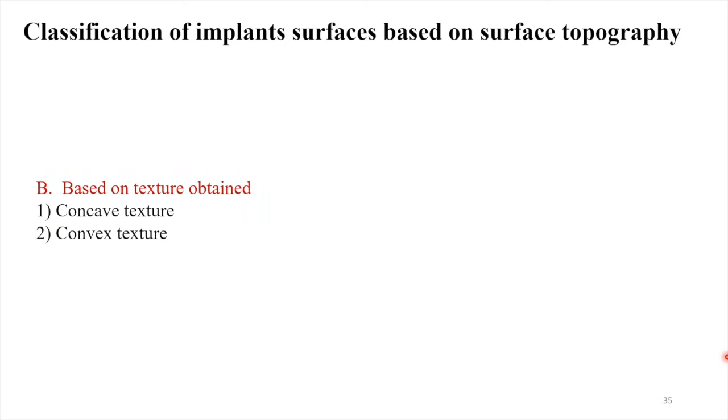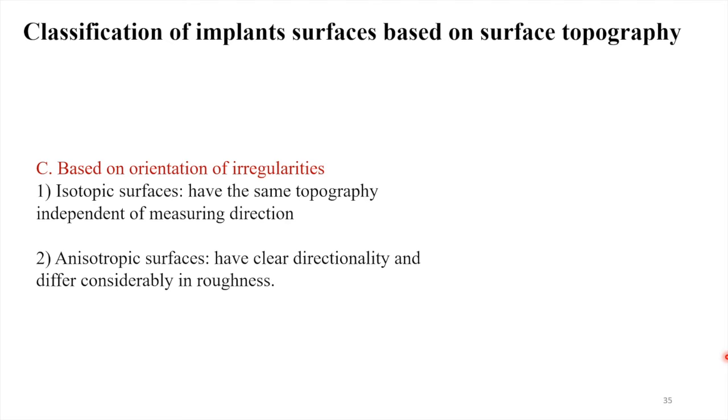Based on the texture obtained, it can be concave and convex, based on the mechanical and chemical modifications on the implant. And based on the orientation of the irregularities, it can be isotropic, which has the same topography independent of the measuring direction, and anisotropic, where there is a clear direction but the surface roughness differs considerably.